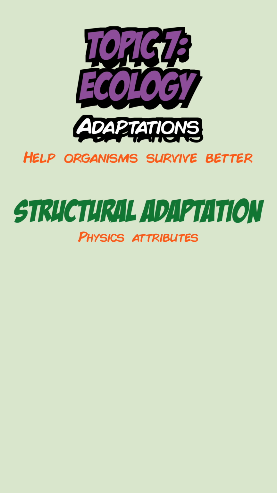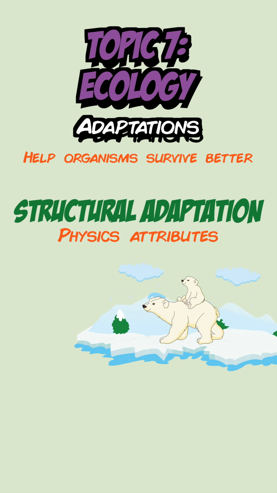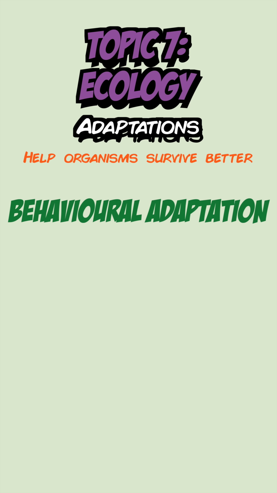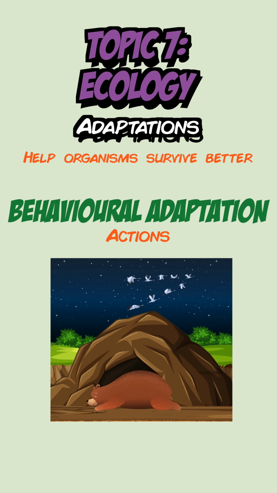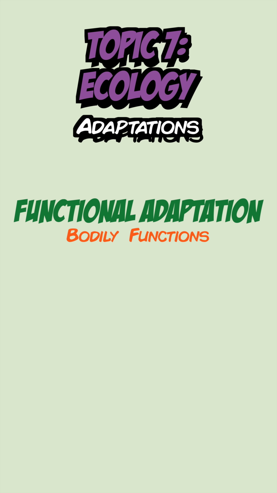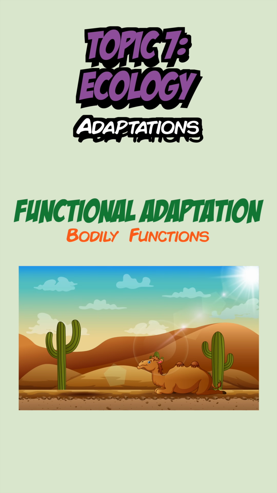Structural adaptations, which involve physical characteristics such as body shape and color. So for example, polar bears have white fur to camouflage into their surroundings. Also behavioral adaptations, which are actions organisms take to survive better, such as a bear hibernating in winter. And functional adaptations, where the bodily functions of an organism help it to survive, such as camels conserving water by producing very little sweat or urine.